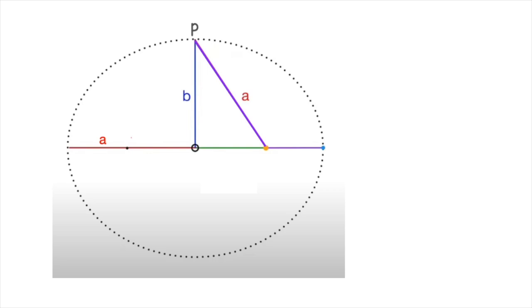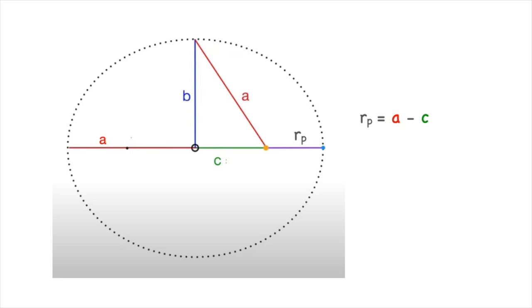The purple, blue, and green line segments shown here make up a right triangle. It is customary to denote the length of the green leg as c. At this point, we can label the segment of the major axis that we know as r sub p, and note that r sub p equals a minus c.